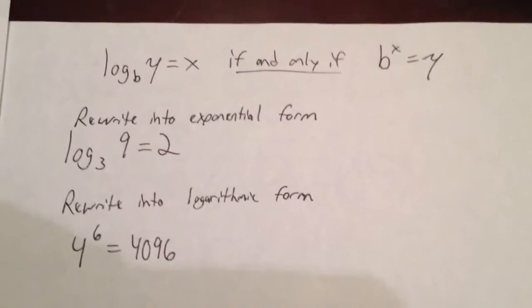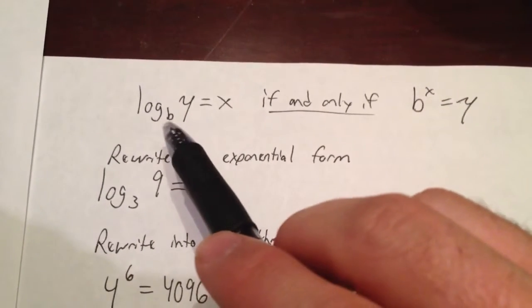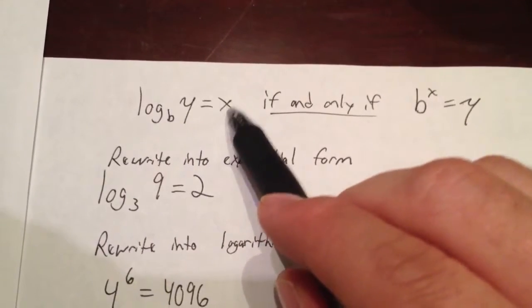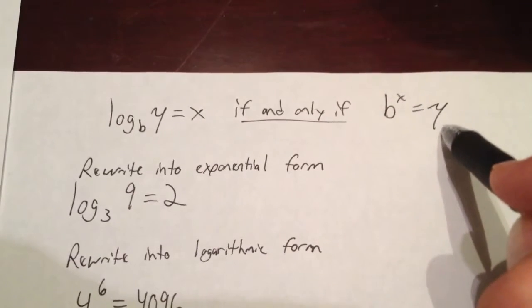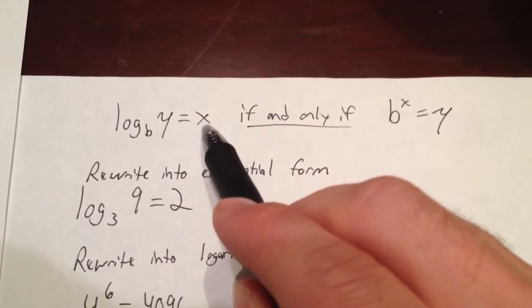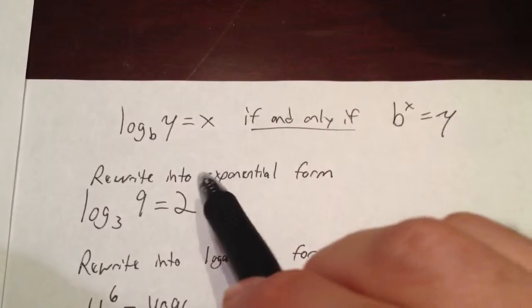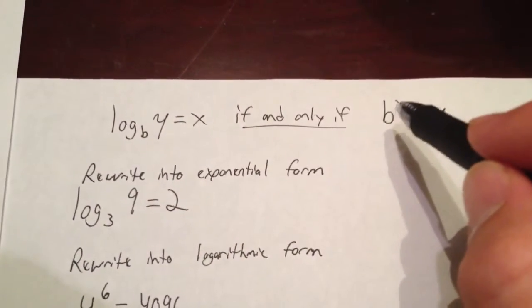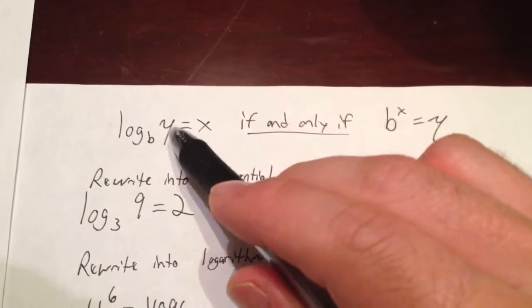Alright, so now we got a video about a logarithm. A logarithm is defined as this: log base b of y is equal to x if and only if b to the x power is y. In other words, this base raised to this exponent equals this. That's the definition of a logarithm, and that is why logarithms are used to help us find missing exponents, because it's finding the missing exponent that gives us the number y.